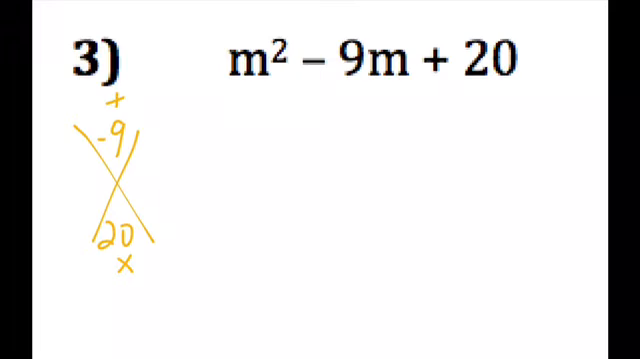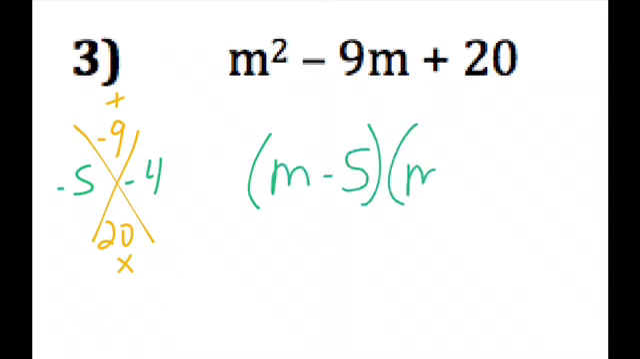Hopefully you were able to figure out that that is negative 5 and negative 4. Negative 5 plus a negative 4 is a negative 9. Negative 5 times a negative 4 is a positive 20. So my answer is m subtract 5 times m subtract 4.